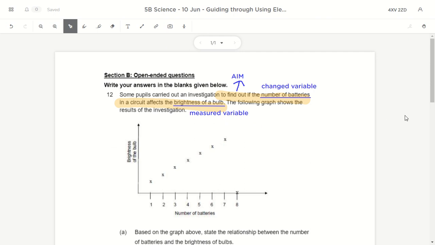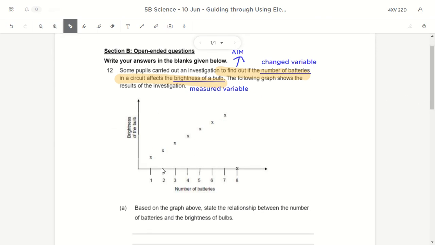Now look at this graph over here. You realize the number of batteries changes from 1 to 2 to 3 to 4, all the way to 8, and this is the corresponding brightness of the bulb. Every time we have a graph like this, always look out for the relationship. They might ask you, they might not. Of course, in this question they are asking you, but always look at the graph and ask yourself what's the relationship. It's not exactly the numbers, but what is the trend that you see. Always notice the relationship between the change variable and the measured variable.